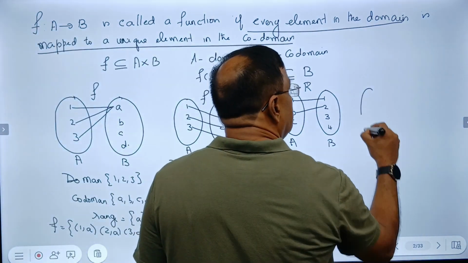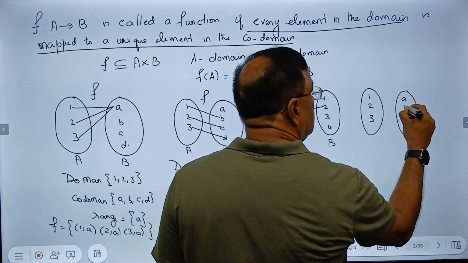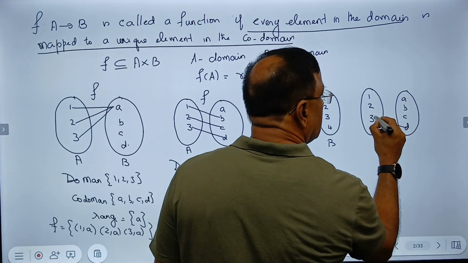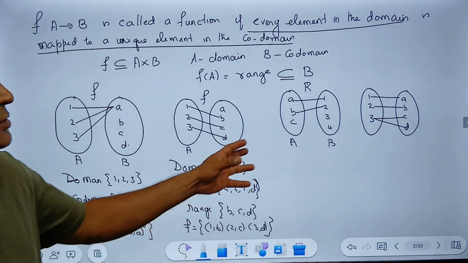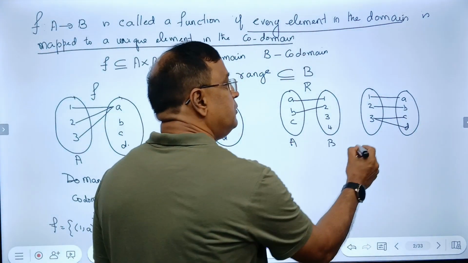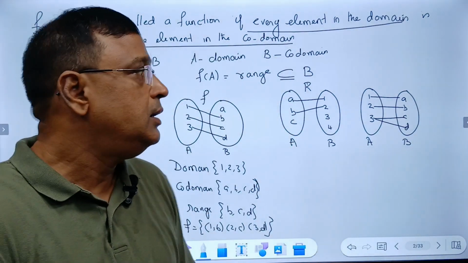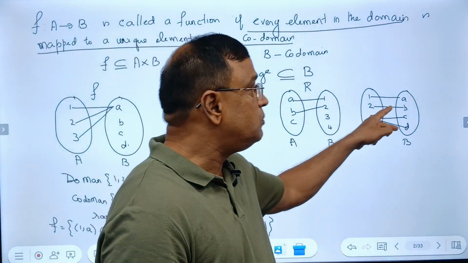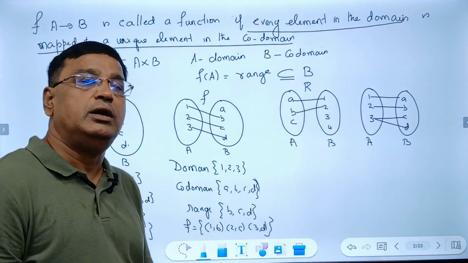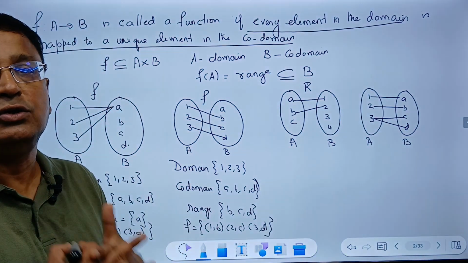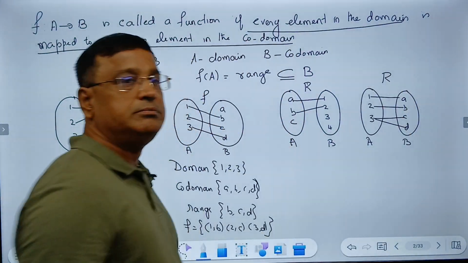Let's take one more diagram to understand: 1, 2, 3, A, B, C, D. Is it a function? Yes, it looks like every element in the domain is mapped. But if you notice carefully, 3 is mapped to 2 elements. Since 3 is mapped to 2 elements, it violates the definition of a function. Therefore, this is not a function, whereas this is just a relation.